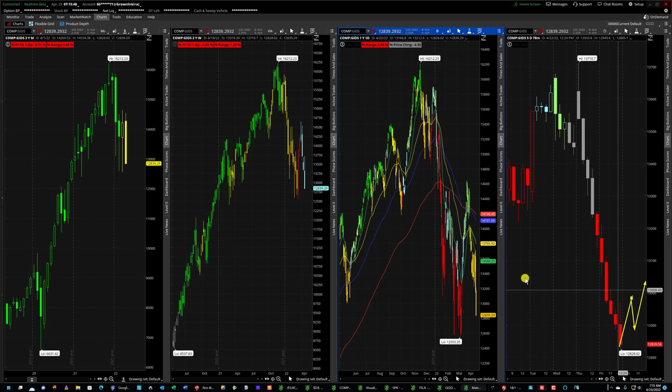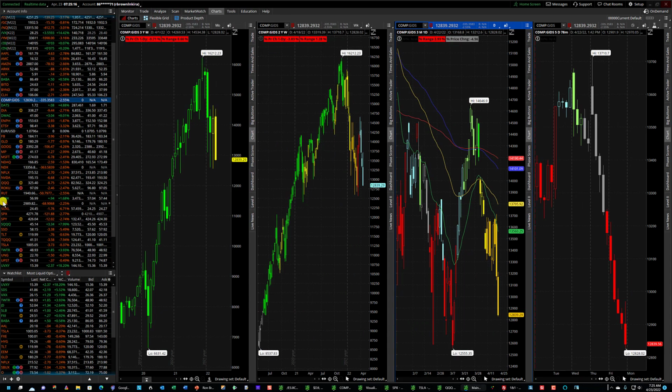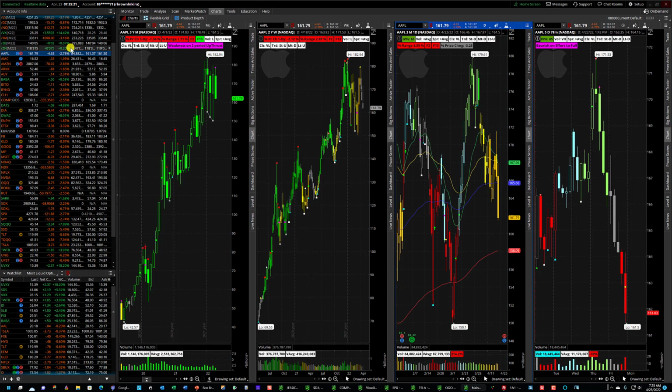It wouldn't be the beginning of a trend in a daily chart, because the daily chart is going to have to build on this, and it's going to have to start doing the same thing. Same for the weekly, same for the monthly. This technique can be used on any security. Well, let's just take a look here.